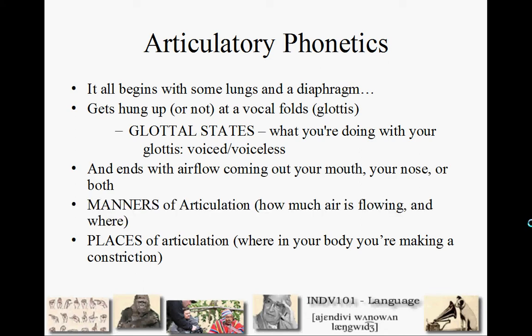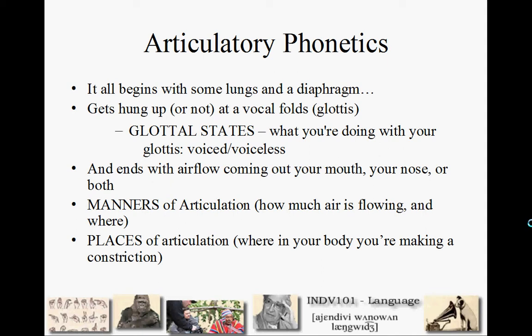So when you produce sounds, it usually begins with air coming out of your lungs. And your diaphragm pushes the air up out of your lungs, and then it enters the throat. At the throat, your throat contains a structure that's called the glottis, which has the vocal folds, and the vocal folds will either vibrate or not, depending on what your glottal state is. So glottal state is an important term. This just refers to what you're doing with your glottis or with your vocal folds.